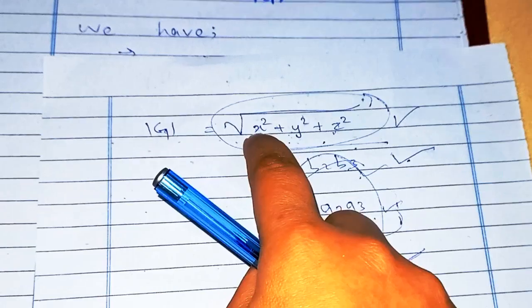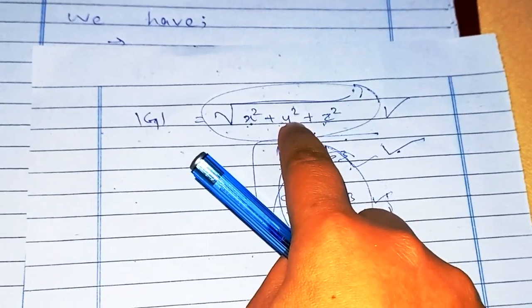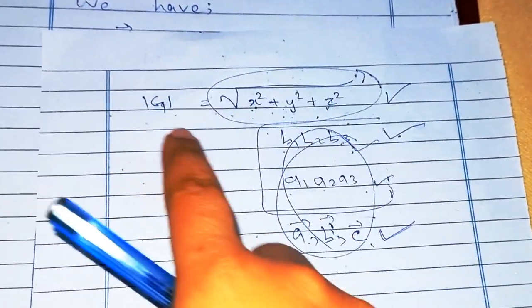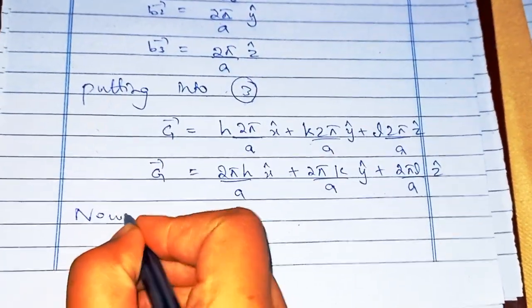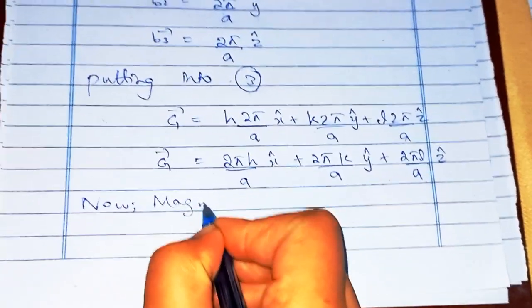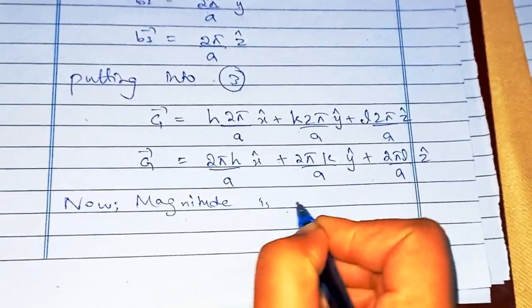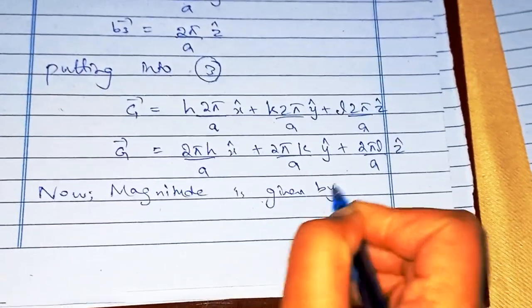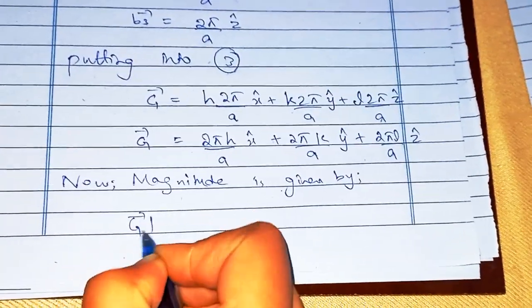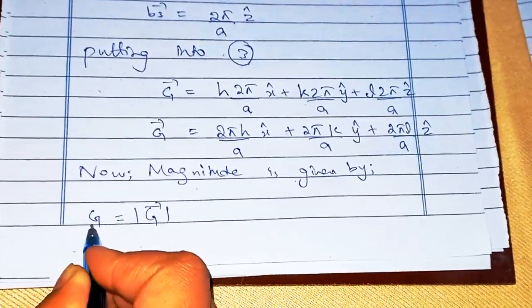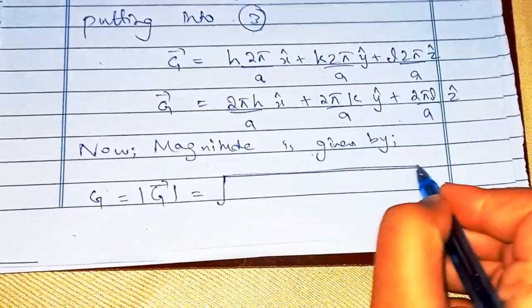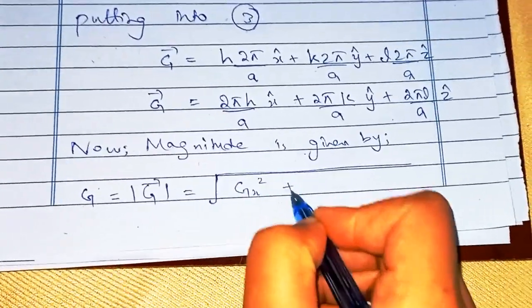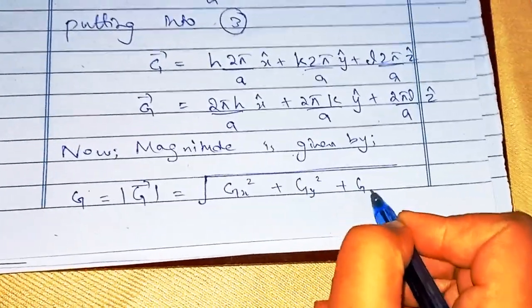Okay, the component of x square plus the component of y square plus the component of z square, and the whole under root, gives the magnitude of a vector. Now the magnitude is given by the g vector magnitude, which we can write like that. That is equal to under root of gx square plus gy square plus gz square.